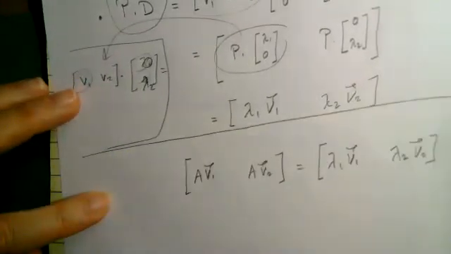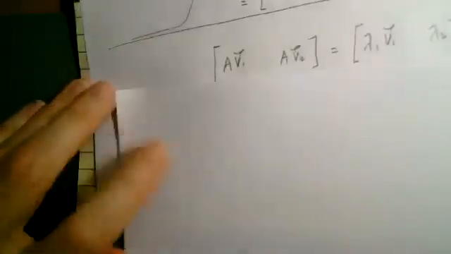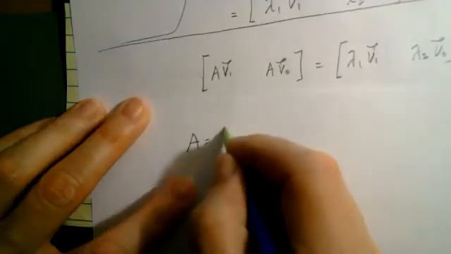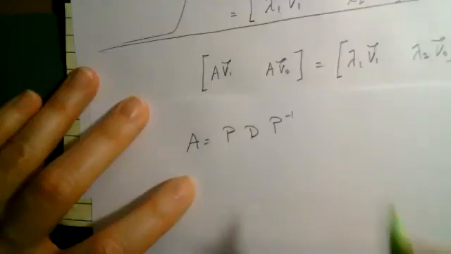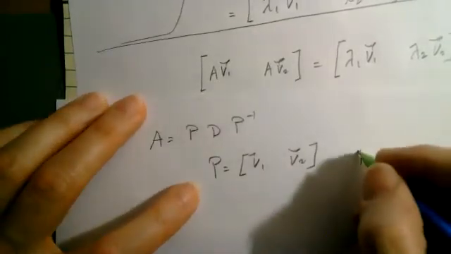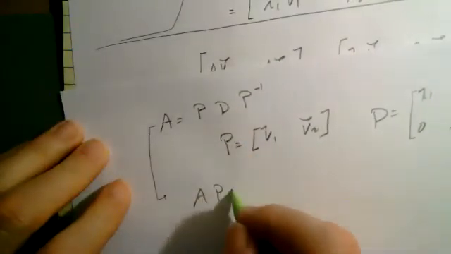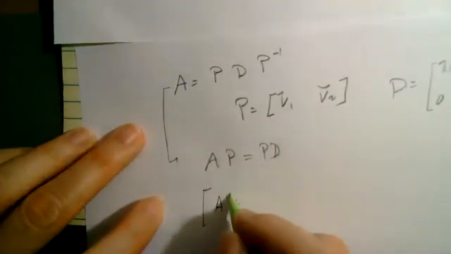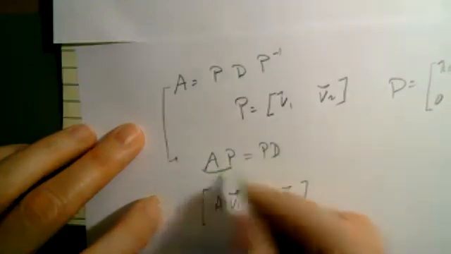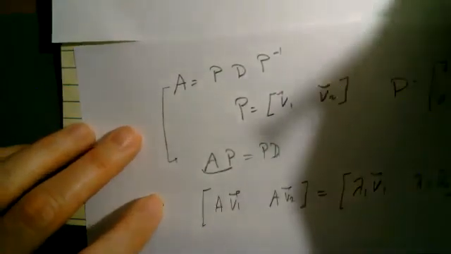So let me put the whole picture together because we are at the end of it. Suppose A is P times D times P inverse. And assume that P is V1, V2. And D is the following diagonal matrix. A equal PDP inverse means AP equal PD, which gave me that. If this holds, it means AV1, AV2 should be equal to lambda 1 V1, lambda 2 V2. That's the setting I have.